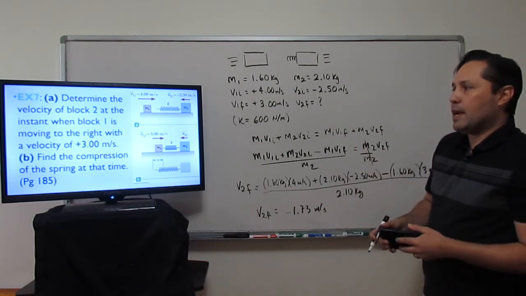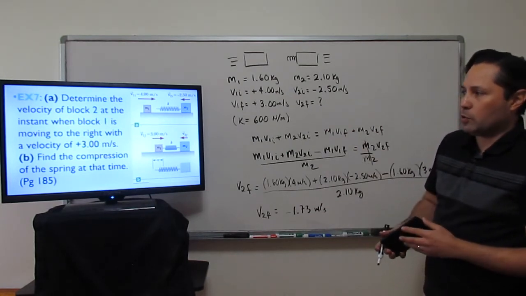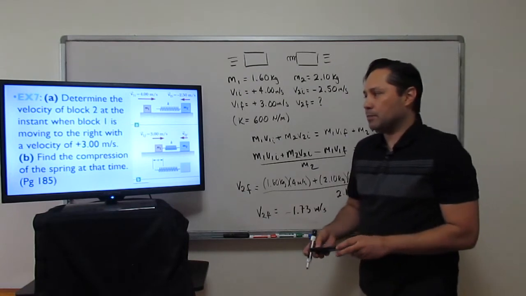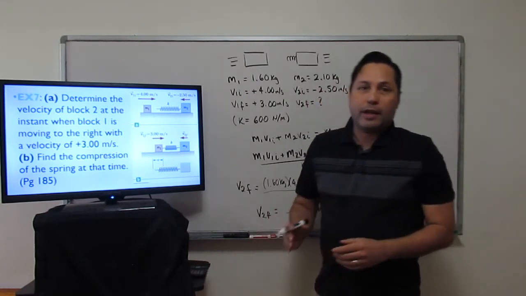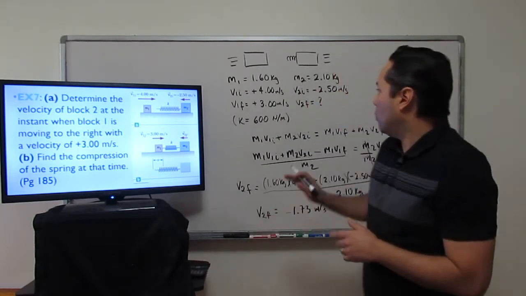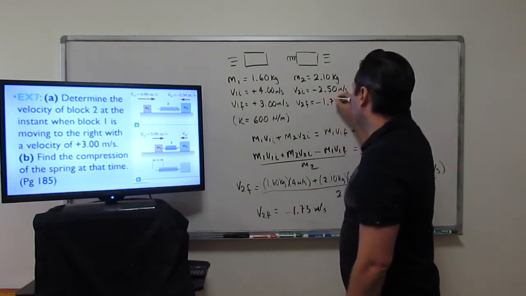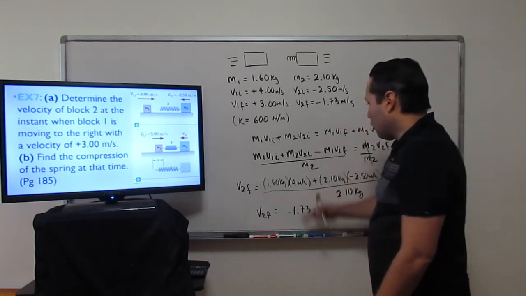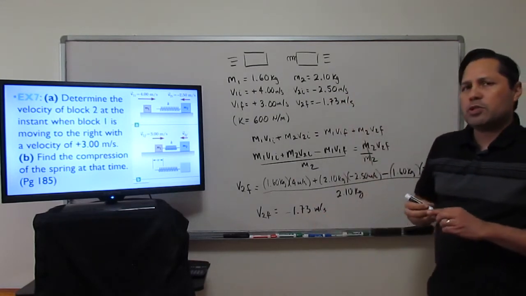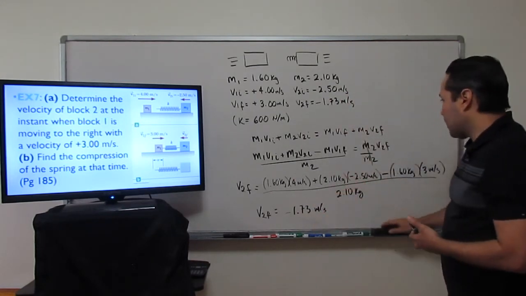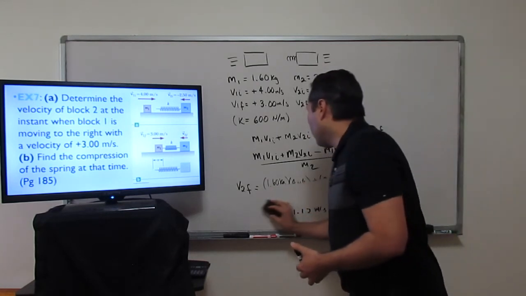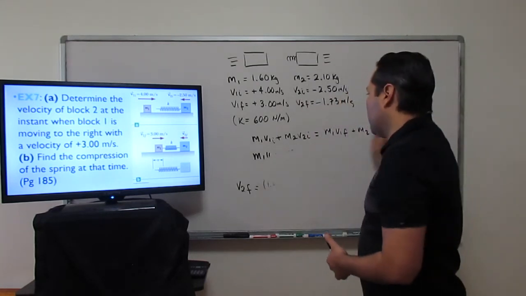In part B, they ask you to find the compression of the spring at that time. So again, how much will the spring be compressed when we have that? Let me write down negative 1.73 meters per second, our answer for part A. So how much is the spring compressed? That's what we're asked to solve for. For that we're going to use conservation of mechanical energy.